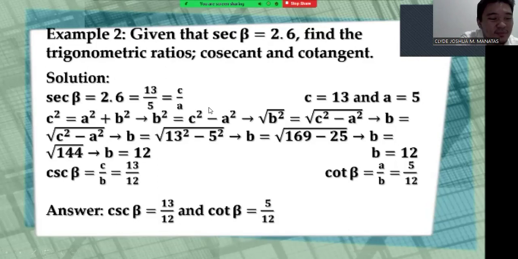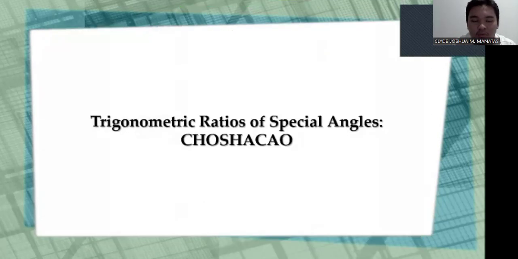Okay? So, do you have any questions for the first concept? If none, then let's move on to the second and last concept, which is trigonometric ratios of special angles. So, can someone recall what the special angles are? Very good. It's 0 degrees, 30 degrees, 45 degrees, 60 degrees, and 90 degrees. Only for right triangle. Okay?